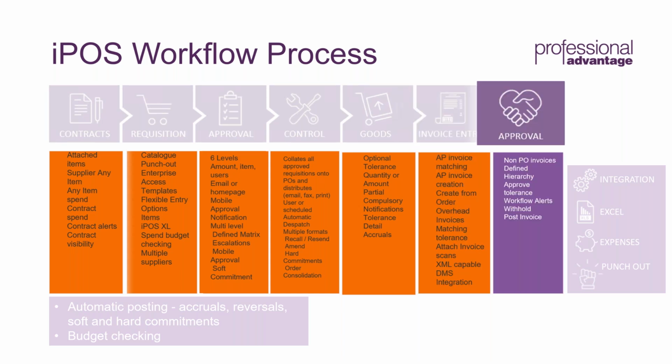Finally, leading to approval, again, number of steps, up to 6 layers. And we can do things around that approval, such as withholding invoices from payment, putting on any workflow alerts around when an invoice arrives and notifying the originator that the invoice has come through. So all of that workflow absolutely built into the system, configurable. iPOS has been around since about the year 2000, so 20 odd years.